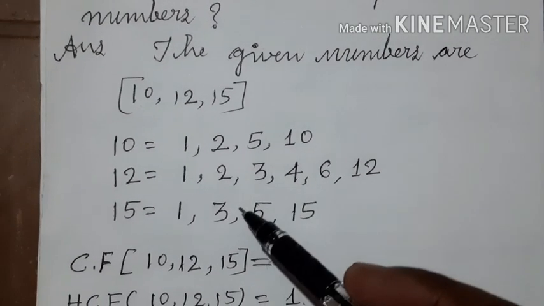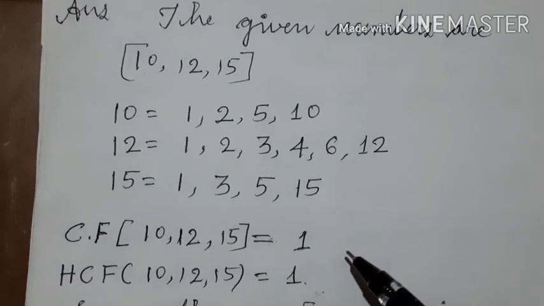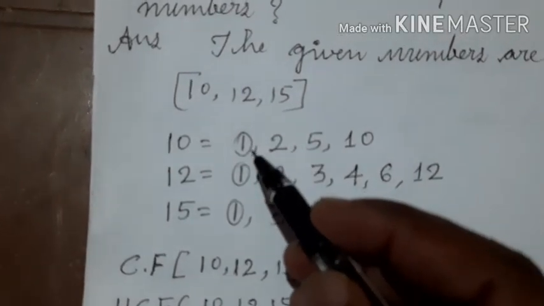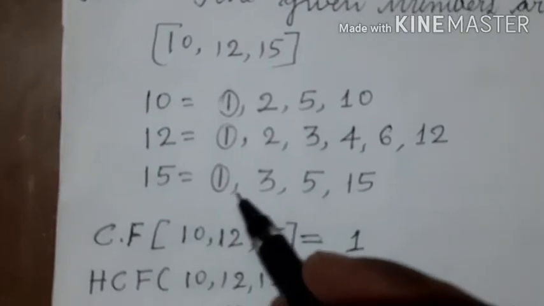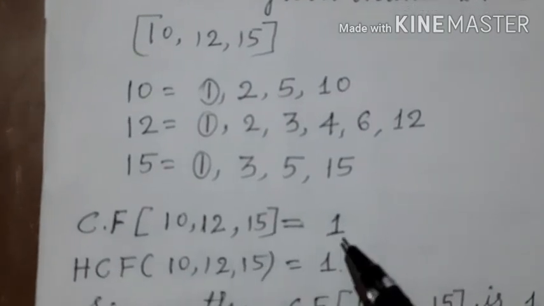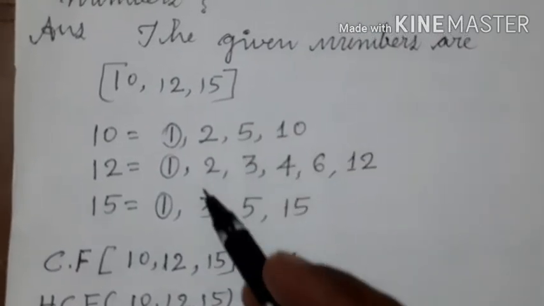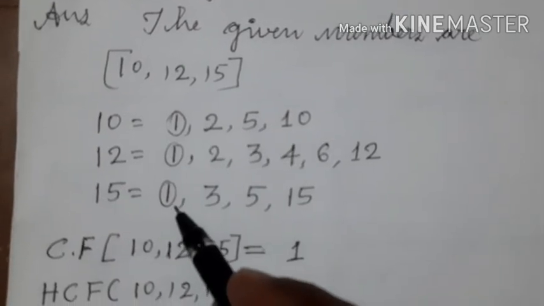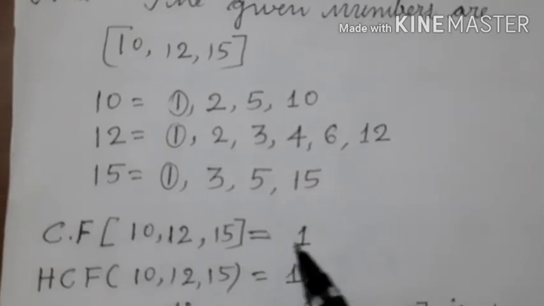Now, let us select the common factors of 10, 12 and 15 and write here. See here, 1 is the factor of 10 also, 1 is the factor of 12 also, 1 is the factor of 15 also. Therefore, the common factor of 10, 12, 15 is 1. See here children, when we compare the factors of 10, 12 and 15, 1 is the only common factor. That is why I have written the common factor of 10, 12, 15 as 1.